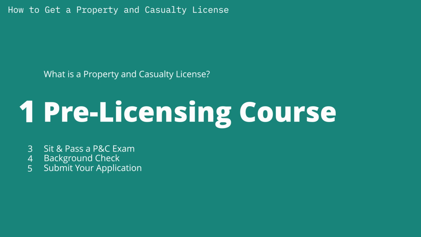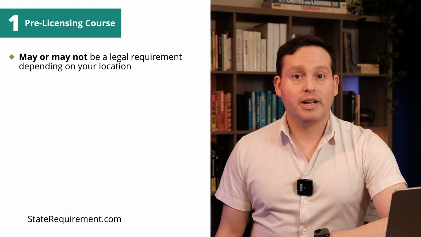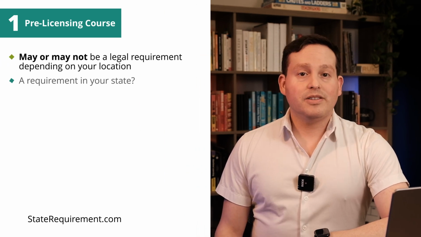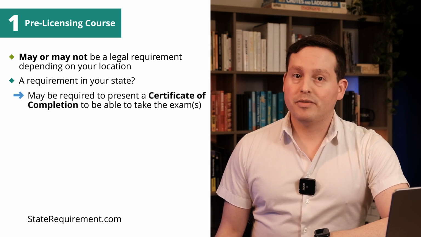Complete pre-licensing education course. In order to obtain your P&C license, the first step you'll need to take is complete a pre-licensing education course. Depending on where you're looking to qualify, this may or may not be a legal requirement. If it's mandatory in your state, you'll likely also be required to present a certificate of completion from an approved provider in order to be able to sit your insurance exam.